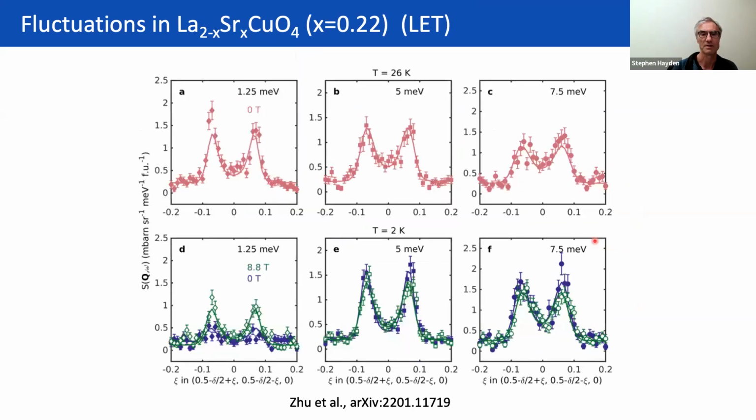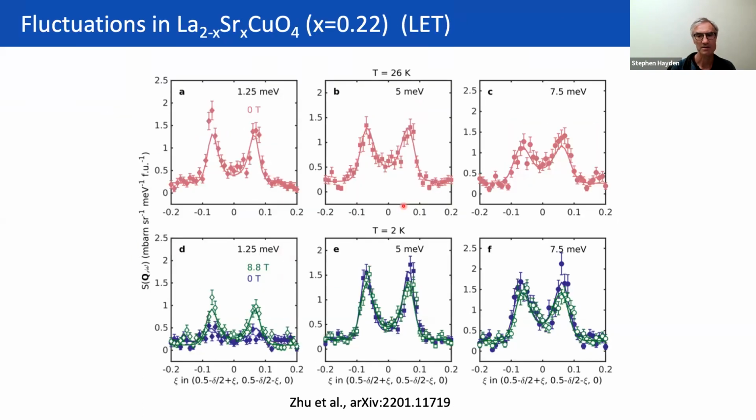And then if we look at the raw data, just to show you what it looks like, you can see again, here's 1.25 millivolts at zero Tesla at high temperature, and then we go into the superconducting state, and now it disappears into these blue things. Okay, so that was really just to show what the actual data looks like if you don't plot it as a color plot.